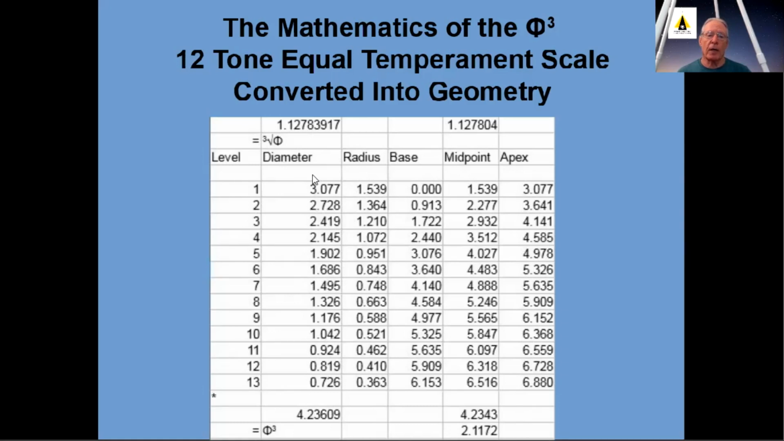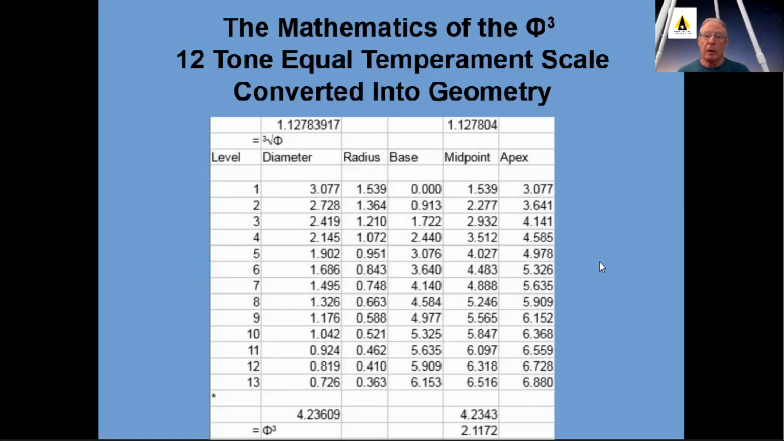All I did was divide the first diameter by that number, and I come up with 2.728. Divide that by 1.1278 and you get 2.419, and so forth. You continue that process, and sure enough, it trues up, as it should, at the 13th level at 0.726. That's why it's nice to have those anchors, because you can make sure your math is right. So we've got the diameters figured out, and therefore we can figure out the radius, which is nothing more than dividing the diameter by 2. The base and the apex we'll figure out in a moment once we've determined the midpoints.